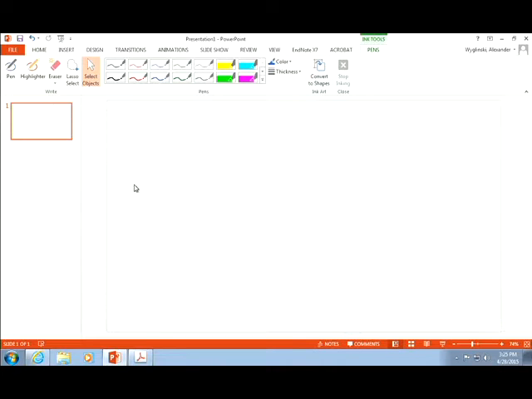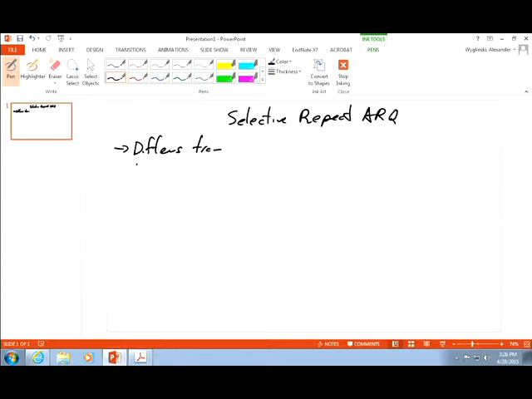And that other guy is selective repeat, selective repeat ARQ. So first of all, what is its difference with respect to Go-Back-N? There is a buffer at the receiver.